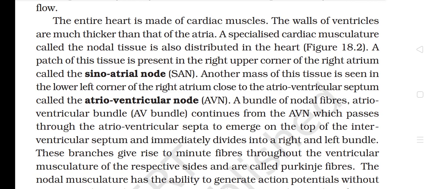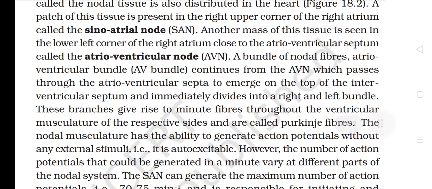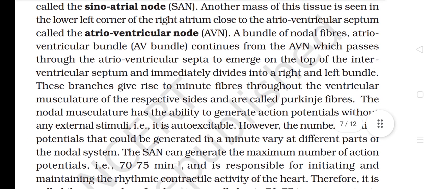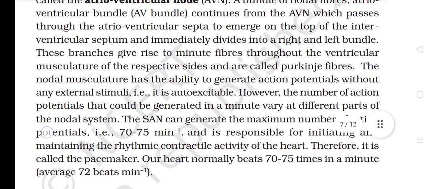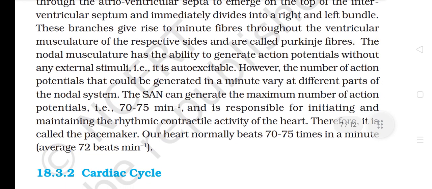A patch of this tissue is present in the right upper corner of the right atrium, called the sinoatrial node, SAN. Another mass of this tissue is seen in the lower left corner of the right atrium close to the atrioventricular septum, called the atrioventricular node, AVN. A bundle of nodal fibers, the atrioventricular bundle, AV bundle, continues from the AVN, which passes through the atrioventricular septa to emerge on the top of the interventricular septum and immediately divides into a right and left bundle. These branches give rise to minute fibers throughout the ventricular musculature of the respective sides and are called Purkinje fibers.